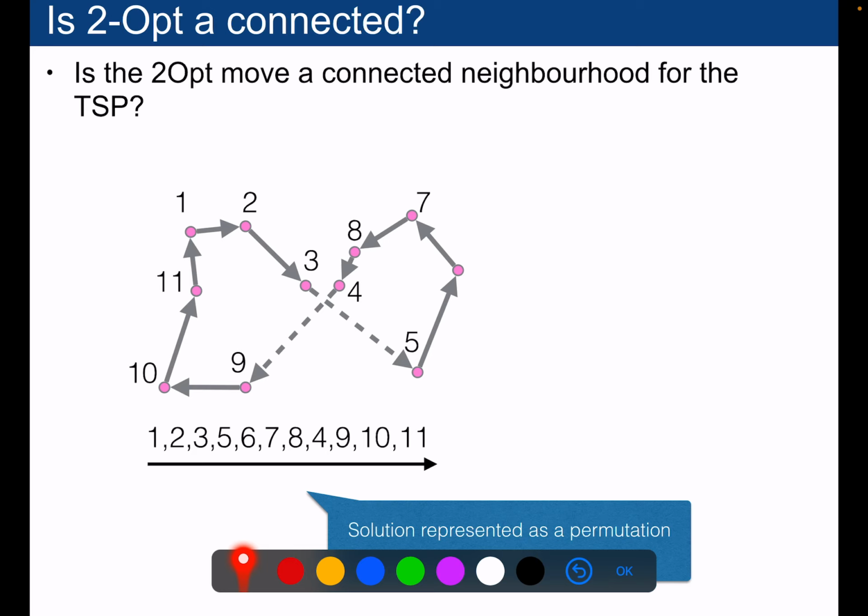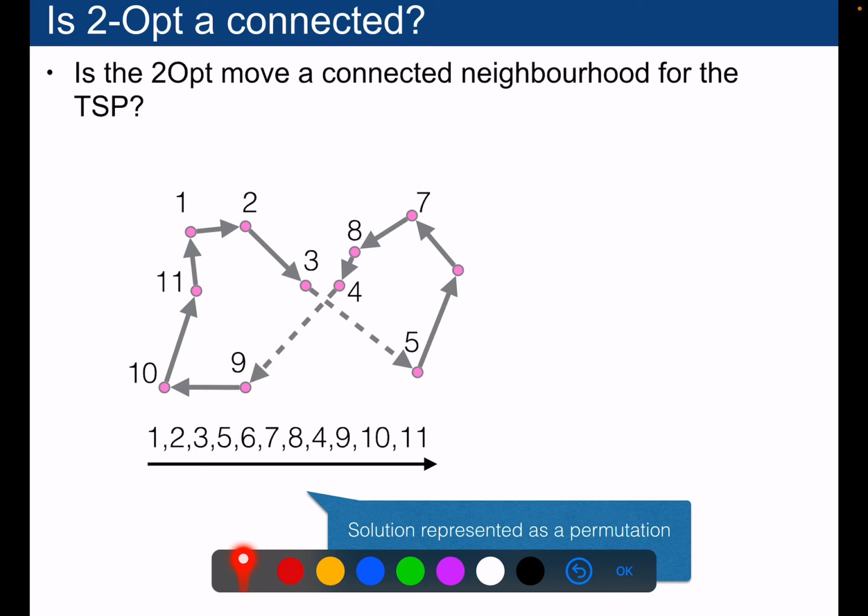A theoretical question that you should always ask yourself is, is the two-opt move a connected move or not? So if you remember from a previous video last week, we said that a move was connected if it was possible to reach any solution just by applying a sequence of such moves that we assume could be connected, right? And so, to answer this question, I will assume that I have a representation of the solution.